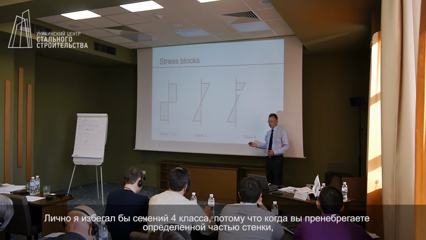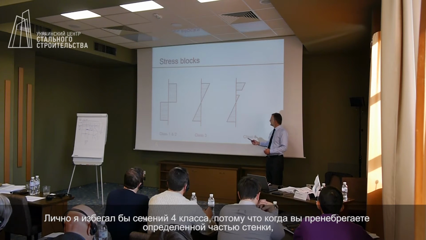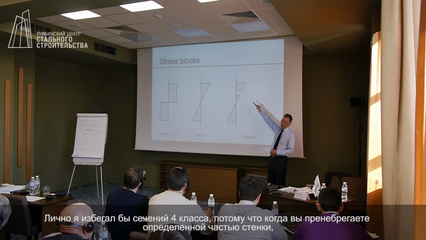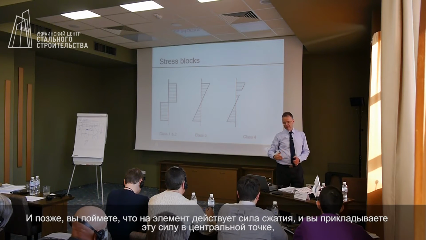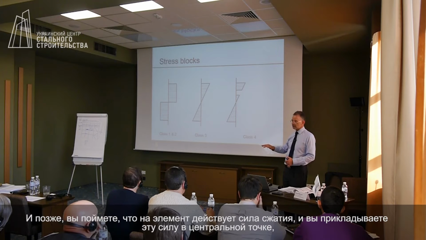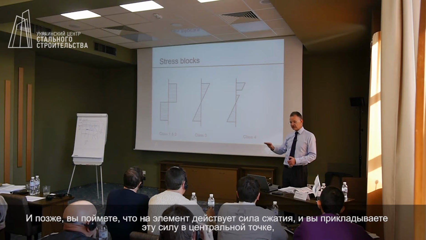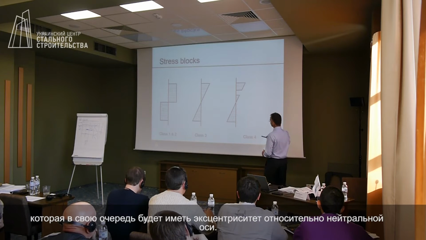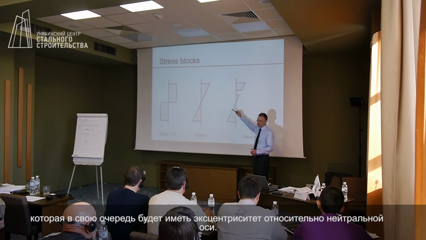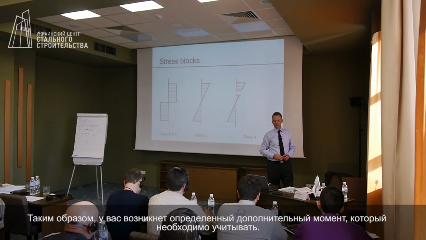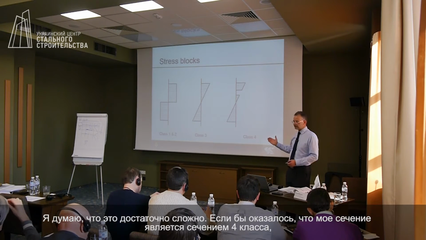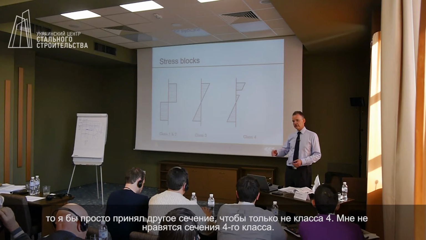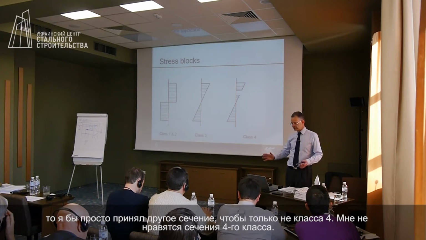Personally, I would avoid Class 4 because when you neglect part of the web, you change the position of the neutral axis. And then later, if you come to apply some compression down this member, you apply the compression at the centroid of area, which is eccentric to the neutral axis. So later on, there will be some additional moments that you need to take care of. I think that's complicated, so me personally, if I found a section was Class 4, I would choose another section. I don't like Class 4 sections.